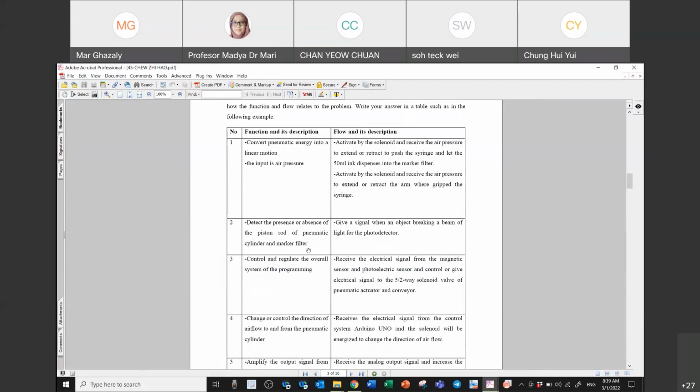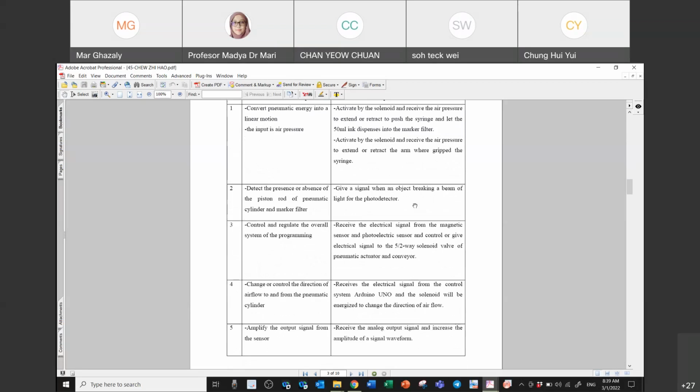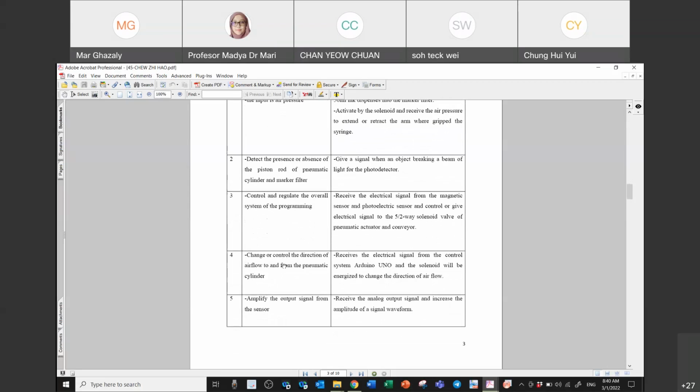Second one, detect the presence of ascent of the piston rod of the pneumatic cylinder. This one, maybe you want to mention the sensor or the signal processing there, so give a signal. And then number three, control and regulate the overall system of programming. Basically, it receives the data from the sensor, but this might be on the controller part, because it will control the solenoid, two-way valve, and so on. Change the direction of the airflow, which means extending and retracting.